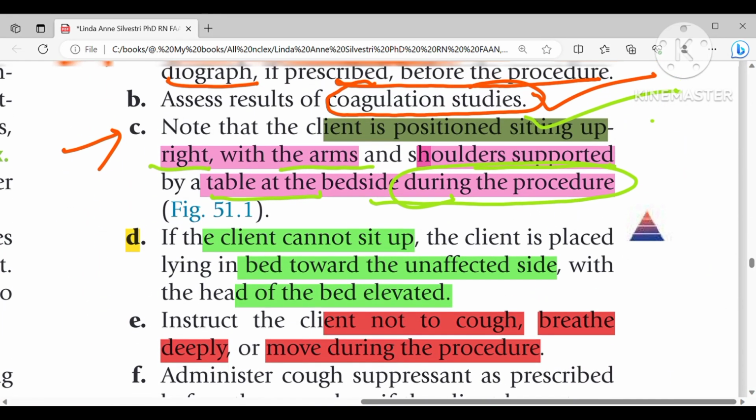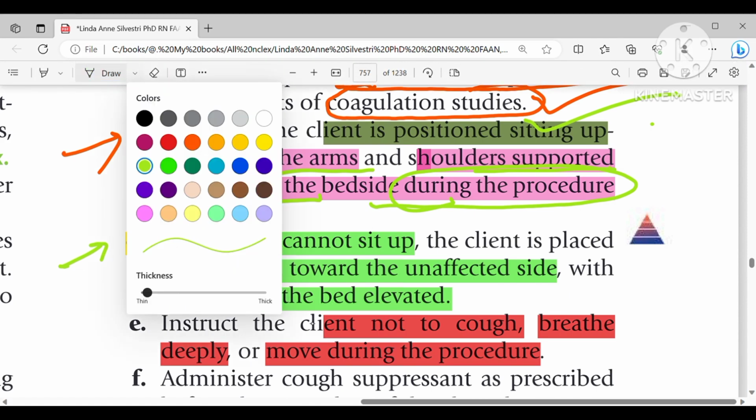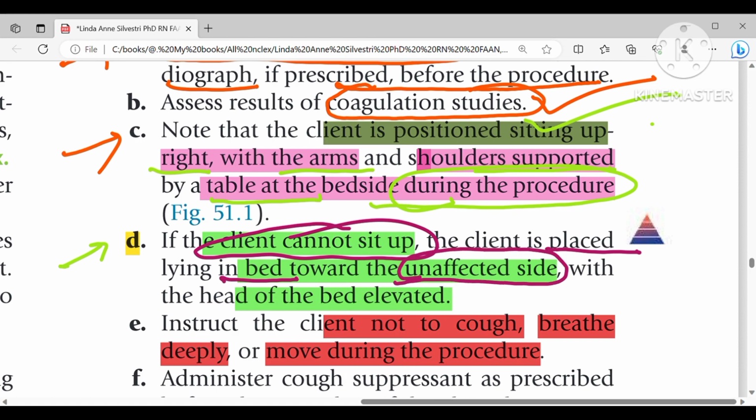So what is the next point? Next point is client cannot sit up. If the client cannot sit up, the client is placed lying in the bed toward the unaffected side. Whichever side is not affected, the patient will lie down on that side with the head of the bed elevated.